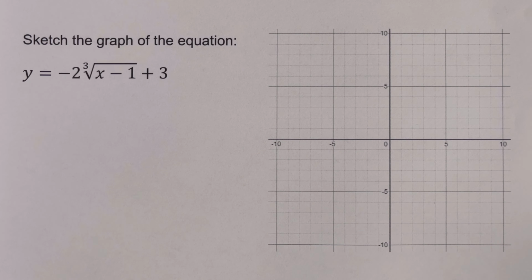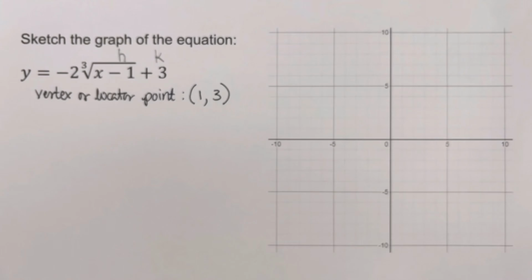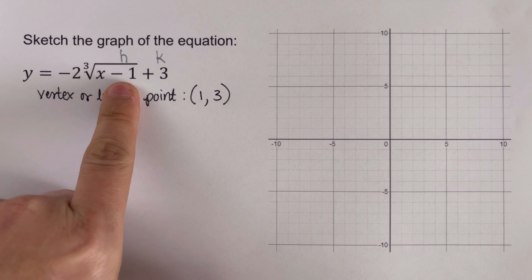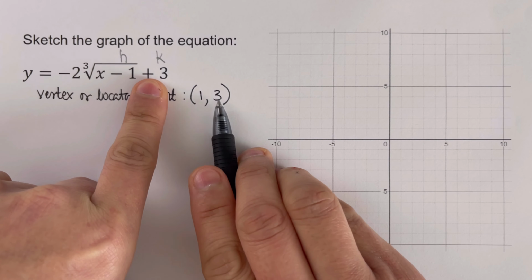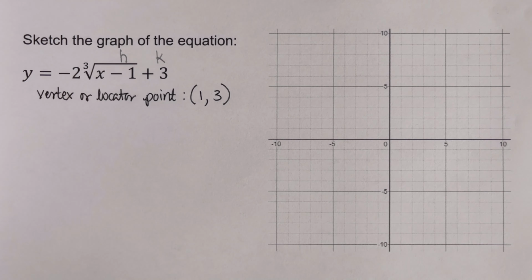Okay, we go over the problem here. Again, the first step is to determine the vertex or the locator point. I'm going to go ahead and write it down here. Okay, our vertex or locator point is located at +1, 3. Remember, we switch the sign. This becomes a positive because it's a -1. And then the +3, we keep it, so that's a +3. So our vertex is sitting at 1, 3.